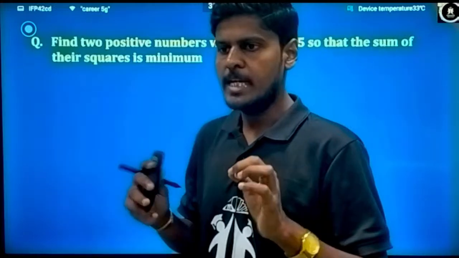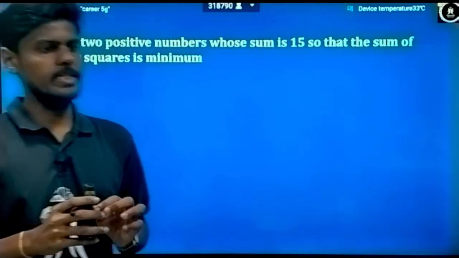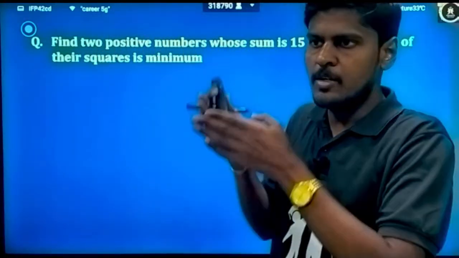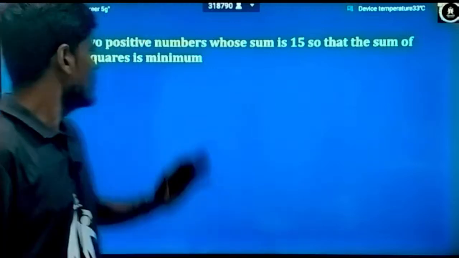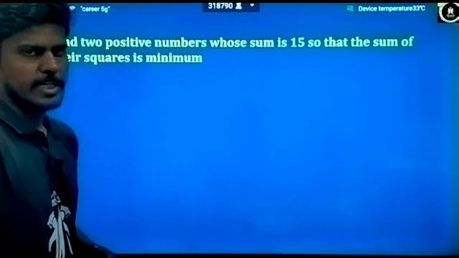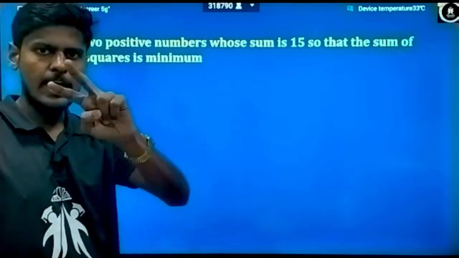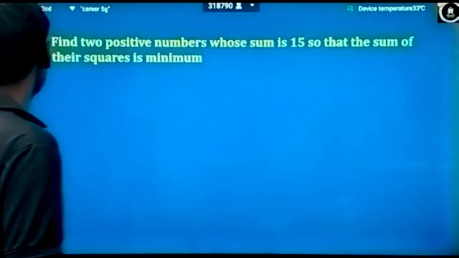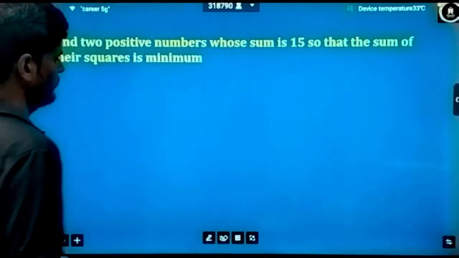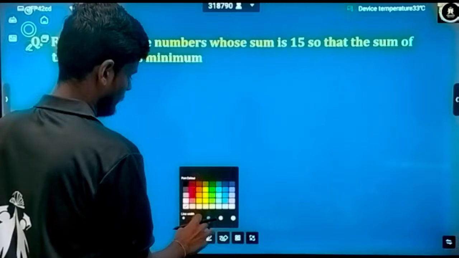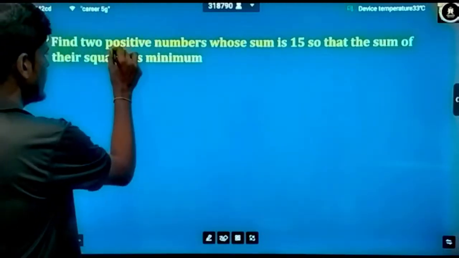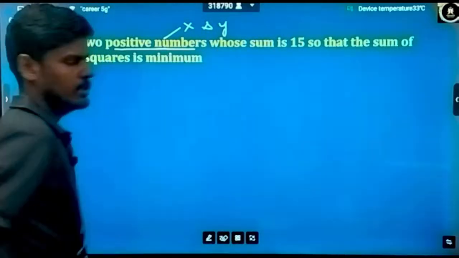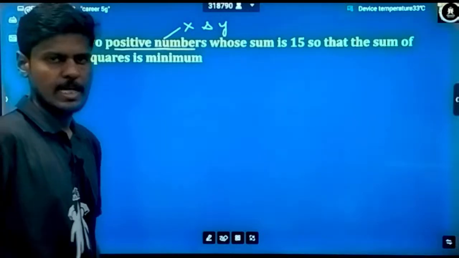For solving these problems, there are certain steps which we need to follow in general. Questions will be descriptive and we need to break them into different parts. I will explain how to do this. First, the question is: find two positive numbers. Here we have two variables, two numbers. We don't know the numbers. So the first step is to assume two numbers. Let's take these two positive numbers as x and y.